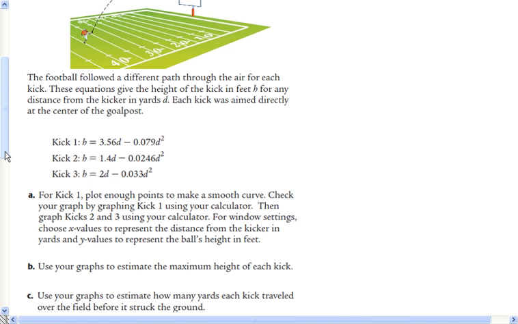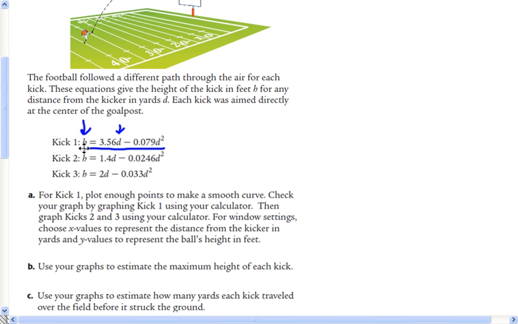And it says for kick 1, plot enough points to make a smooth curve. We're not going to do that. We're just going to use our calculator. So we're going to graph this. Now, one thing we have to remember here is this equation is a little different. We have height is the output of the function, and the input is the distance in yards that the kick goes. So we're going to use those 2 things.